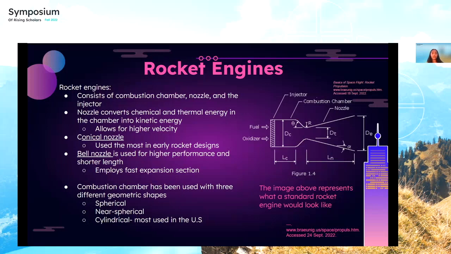The conical nozzle is mostly used in early rocket designs, and the bell nozzle is used for higher performance and shorter length, and it employs a fast expansion section. And the combustion chamber is mainly used with 3 different geometrical shapes like spherical, near spherical, and cylindrical, which is the most used in the US. And the image over here represents what a standard rocket engine would look like.